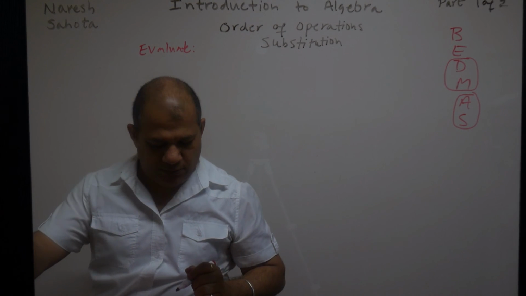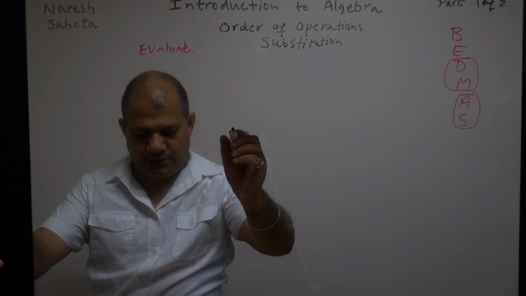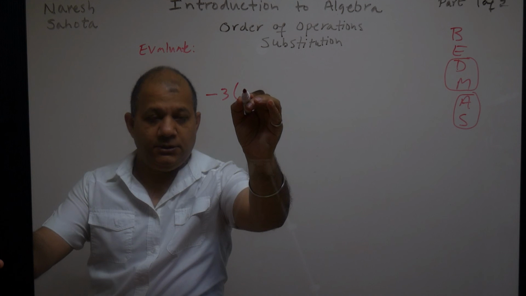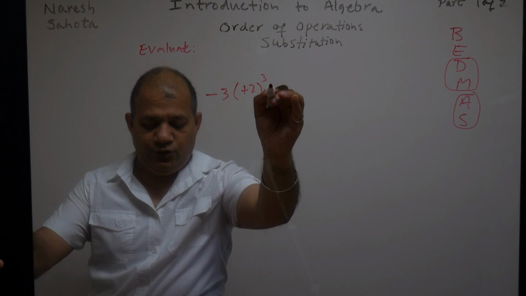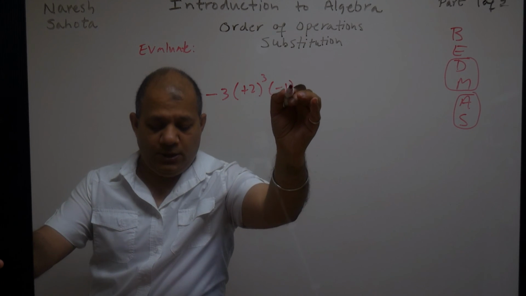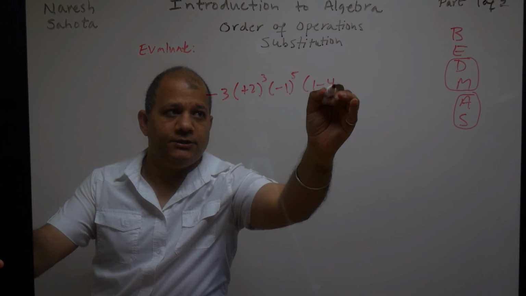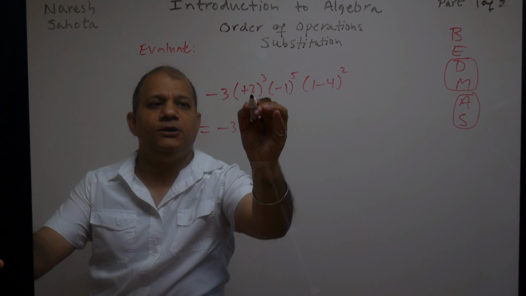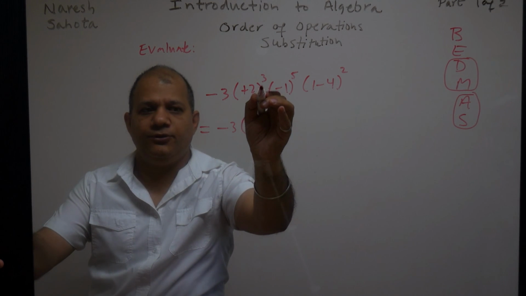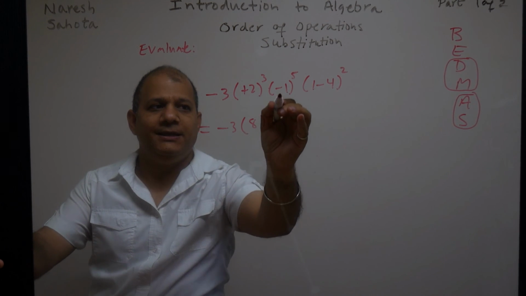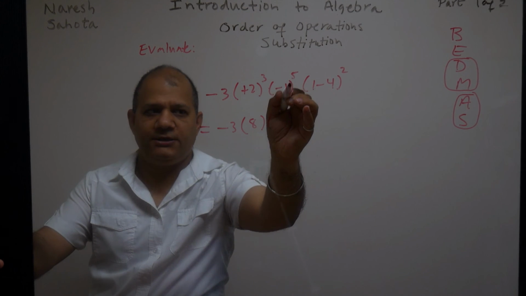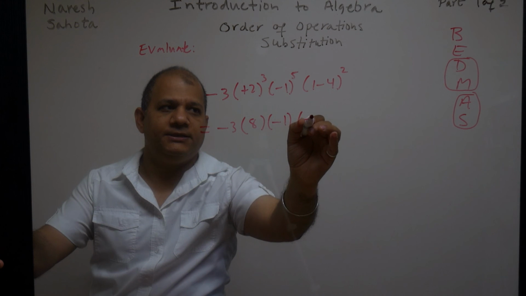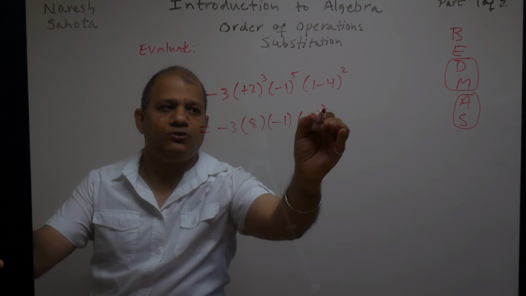Okay, so one more question. All right, so let's look at negative 3 times positive 2 cubed times negative 1 to the 5 times 1 minus 4 squared. Okay, so copy negative 3, so bracket positive 2 to the 3, that will become 8. Negative 1 raised to the 5th, it's an odd exponent, so this will become negative 1. And then 1 take away 4 is negative 3 squared.